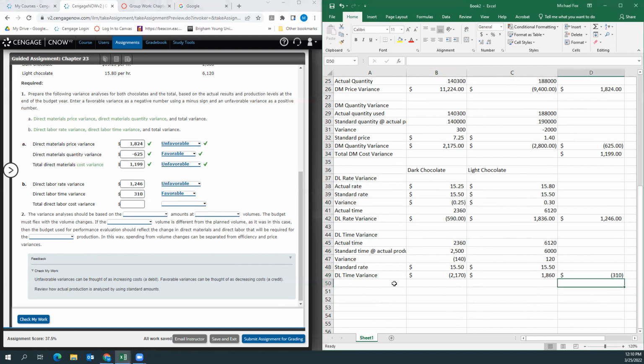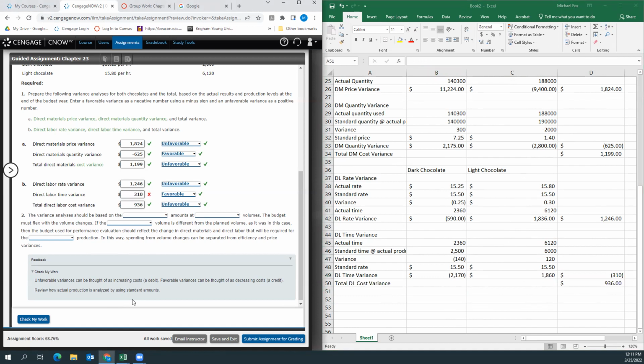And then to find our total direct labor cost variance, we just take the sum of our direct labor rate variance and our direct labor time variance. We spent $936 more than we planned to, so that's unfavorable. Uh-oh, looks like I made a mistake. Oh, it wants it as a negative. There we go. Okay, so we're in pretty good shape.